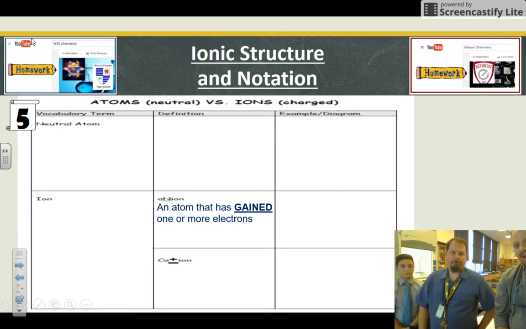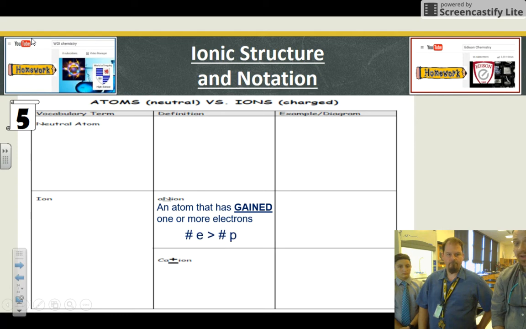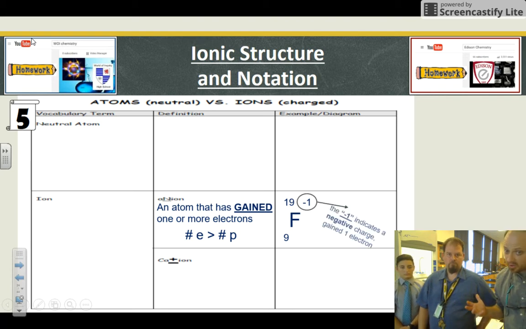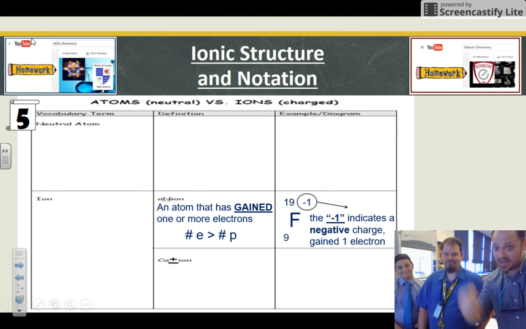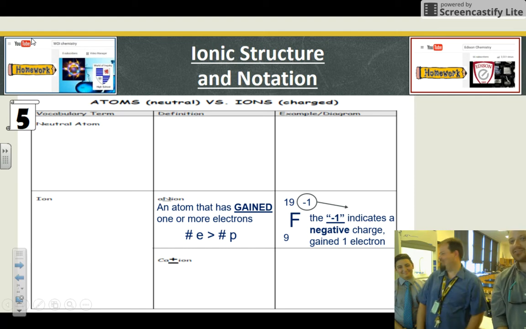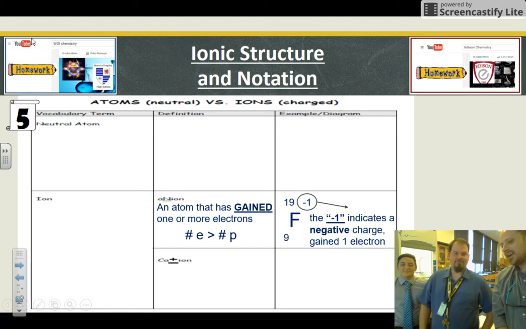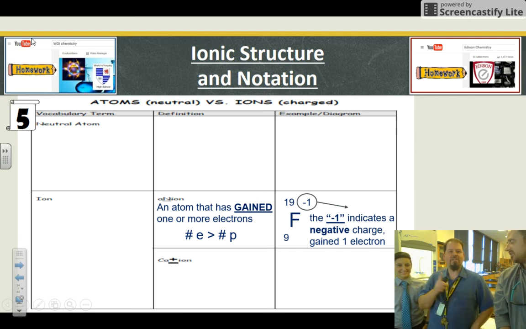So an anion is an atom that has gained one or more electrons. It's a negative ion. So the number of electrons is greater than the number of protons. And the symbol, look here, check it out. There's a number up in the top right corner now. So the -1 indicates a negative charge, meaning it has gained 1 electron compared to its protons. So from this picture, I can tell that we actually have 10 electrons and 9 protons. We said the charge is protons minus electrons. Don't get yourself confused. Charge is protons minus electrons.